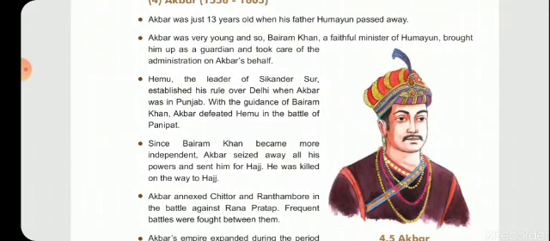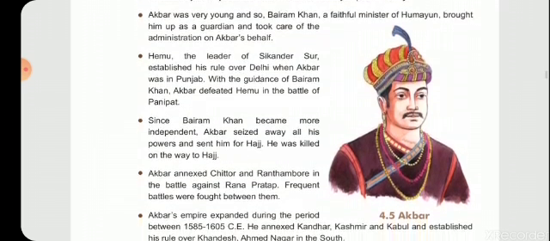So Delhi as a Mughal empire was run by a guardian of Akbar, a very faithful minister, and his name was Bairam Khan. He took all the major decisions for the Mughal empire on behalf of Akbar for a very long time. Hemu, the leader of Sikandar Suri, established his rule over Delhi when Akbar was in Punjab. With the guidance of Bairam Khan, Akbar defeated Hemu in the Battle of Panipat.